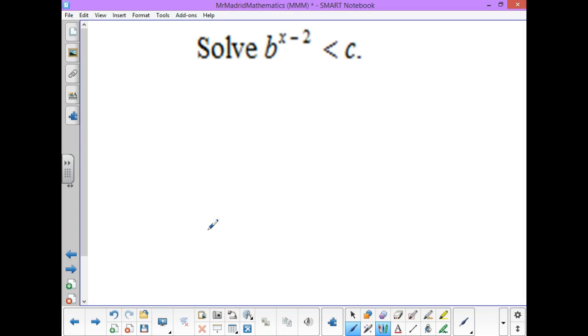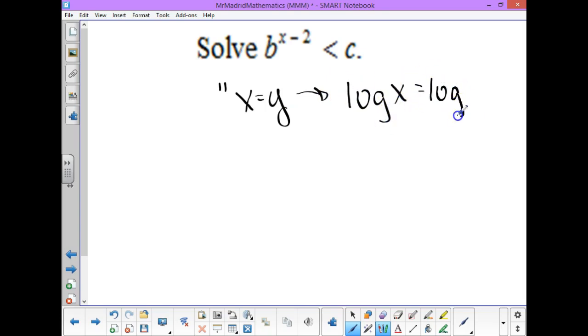Solve b raised to x minus 2 is less than c. Alright, what are some options with this problem? What you can do is maybe pause the video here and guesstimate what your approach would be. Alright, what I'm going to do here is take the log of both sides. Again, my understanding is that if I have some quantity x equals y, I can take the log of both sides and have the log of x equals the log of y.